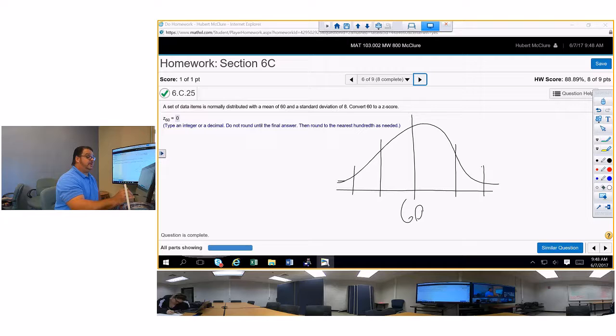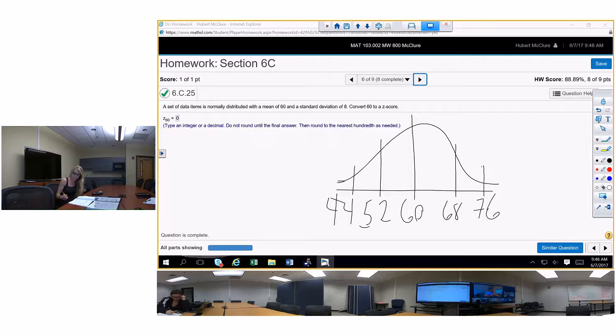Standard deviation is 68, so that'd be 68 and 76. The bigger I write, the better it does. 60 minus 8 is 52. And 52 minus 8 is 44. 44? I'll take your word. Okay, now that takes care of this right here.